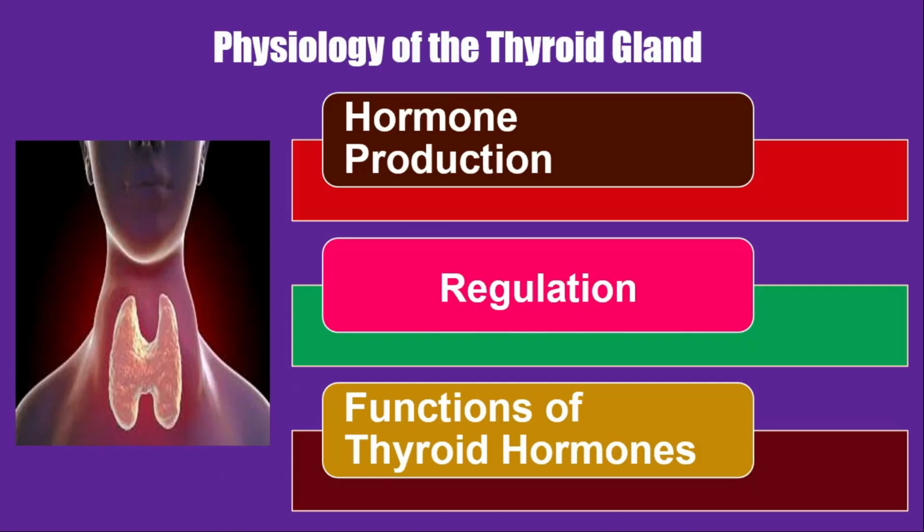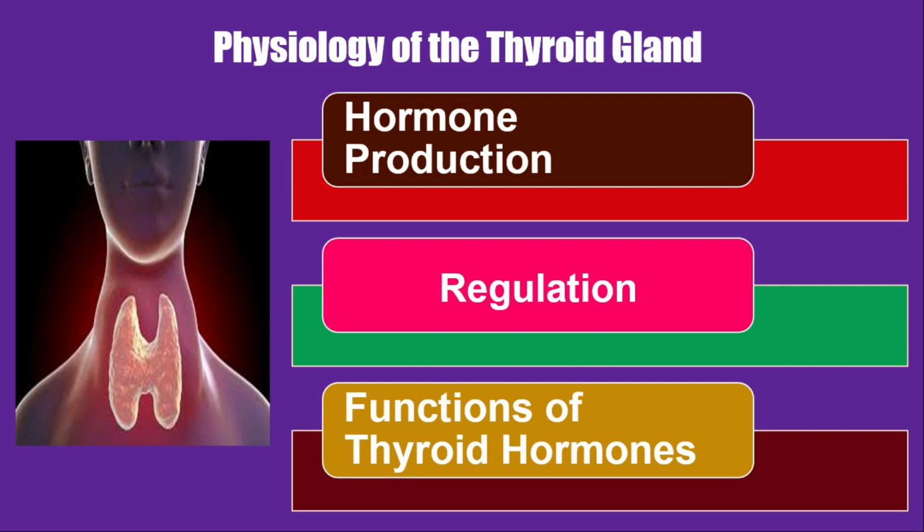First, hormone production. Thyroxine, T4, is the major hormone produced, which is converted in peripheral tissues to the more active triiodothyronine, T3. Triiodothyronine is the active form of thyroid hormone, which exerts the physiological effects. Then there is the regulation, that is, the hypothalamus-pituitary-thyroid axis.